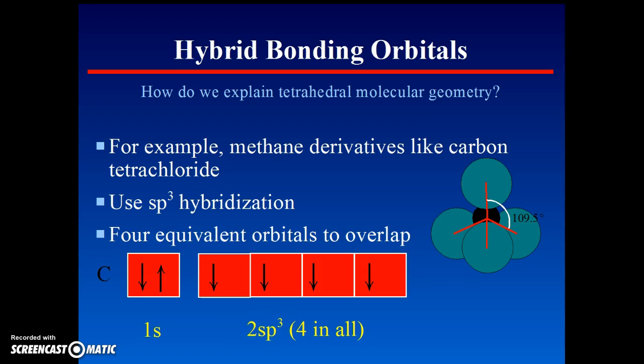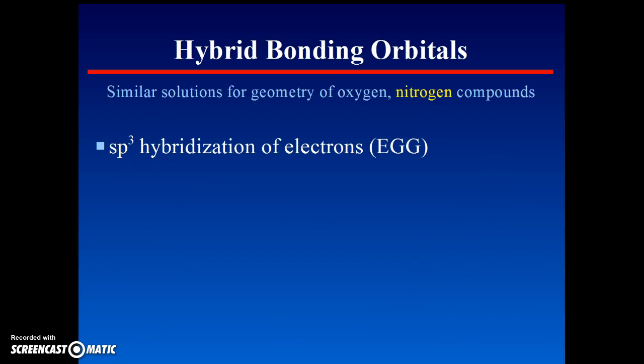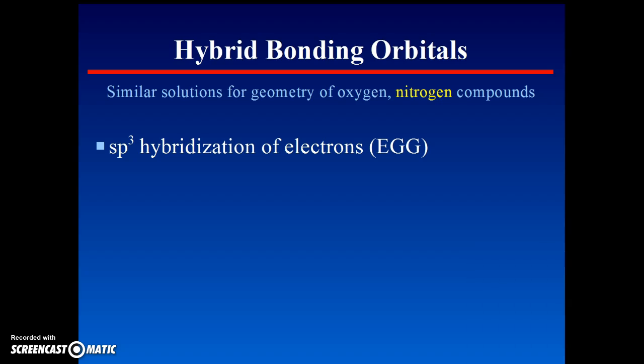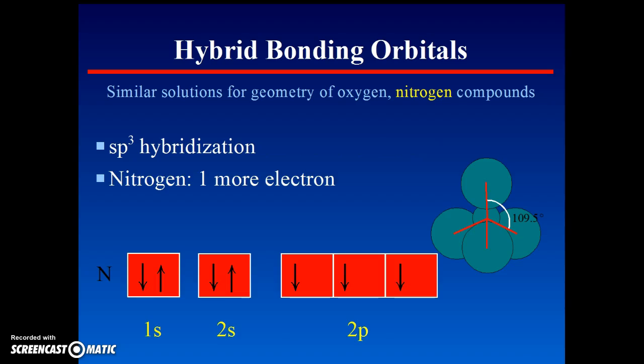There are 4 equivalent orbitals now that we can overlap with chlorine or hydrogen or anything else, and we'll still have that tetrahedral shape. The math gives us a tetrahedral geometry when we combine the Schrödinger wave function psi for these to give the 4 orbitals. The electron geometry then is tetrahedral.